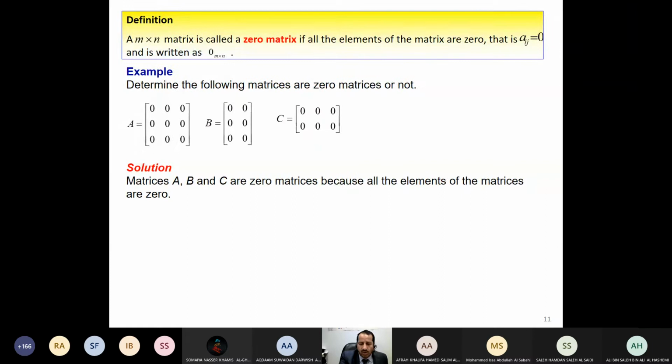Zero matrix. A zero matrix is m times n, so it's not necessary to be square. It could be square, but it's not necessary. And all its elements should be 0. As an example, this one. All of them are 0. You see?